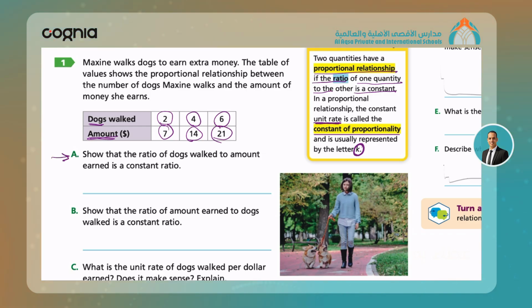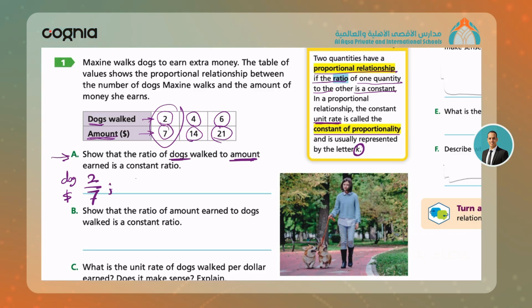So question A says, show that the ratio of dogs walked to amount earned is a constant ratio. So let's look at the first column, dogs to amount. So we need to divide the number up, the dogs, by the number down, the money. So it's 2 over 7. So always dogs up and money down. Okay? So this is the first ratio.